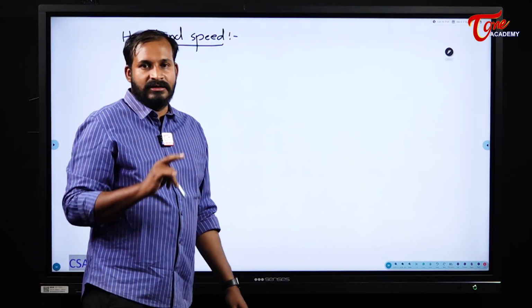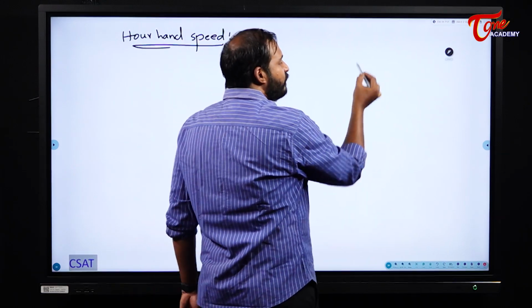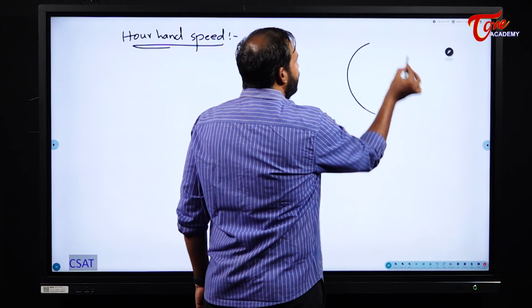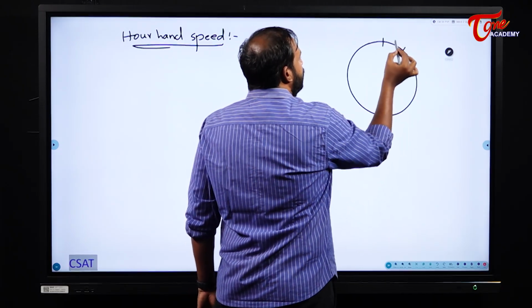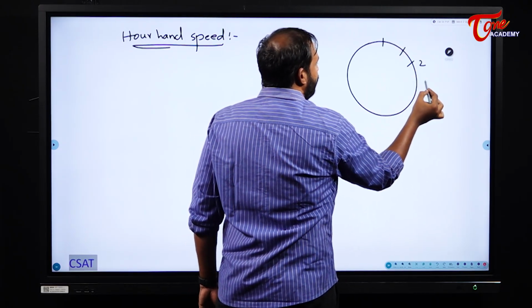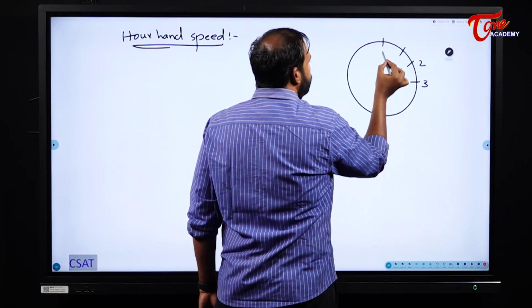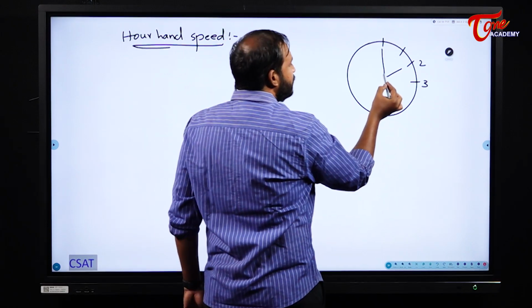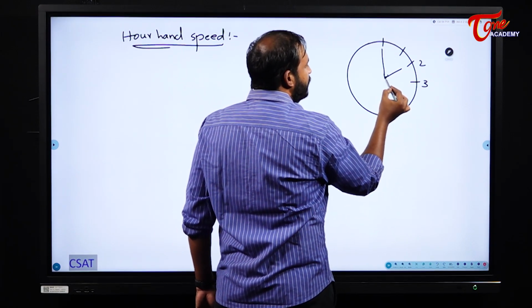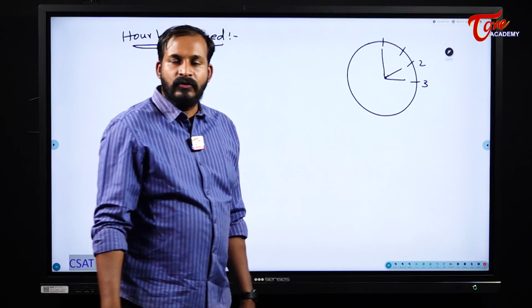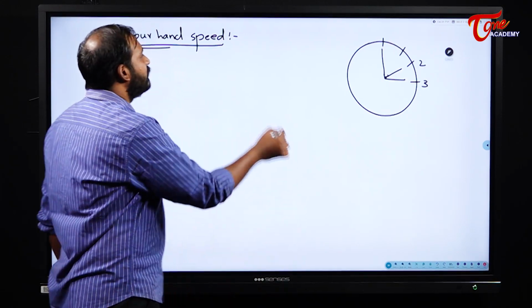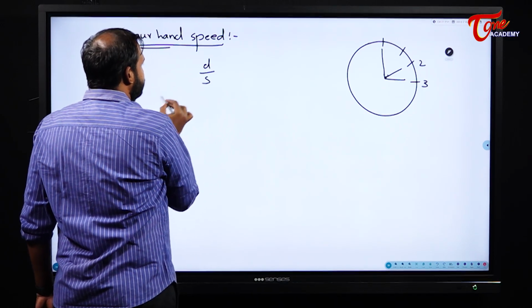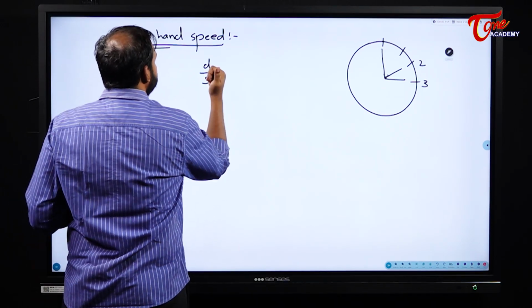In 1 hour, my hour hand will move from one position to the next, right? For example, now the time is 2 o'clock. In 1 hour, what happens to my hour hand? It will move from 2 to 3. That means it will cover what distance? Usually speed is distance by time.